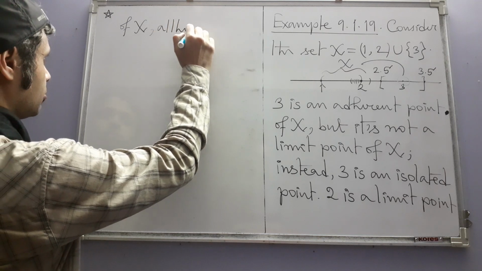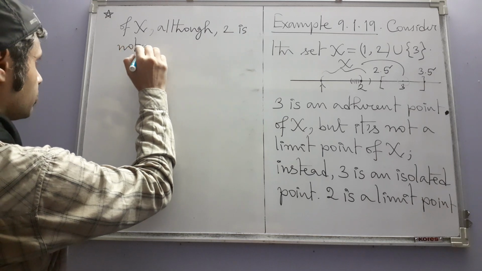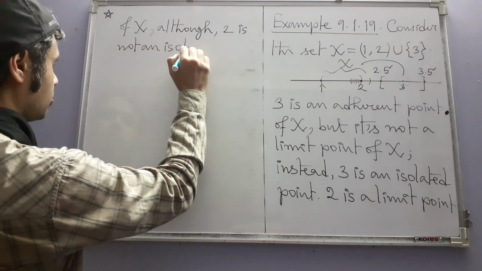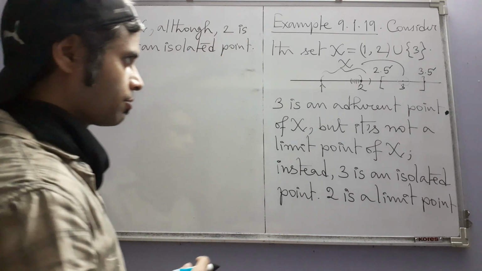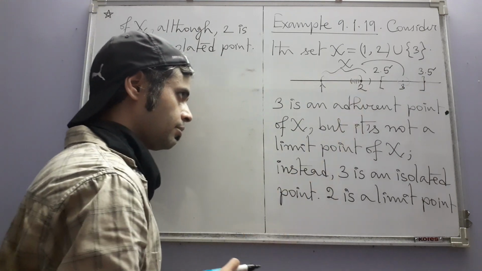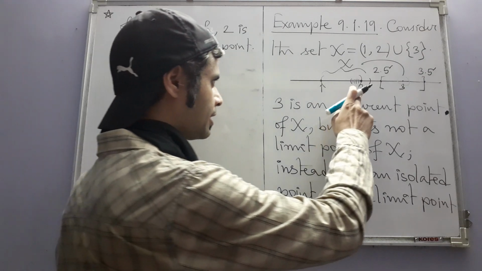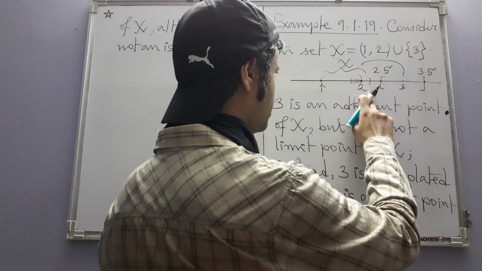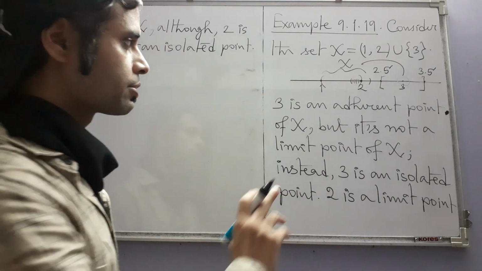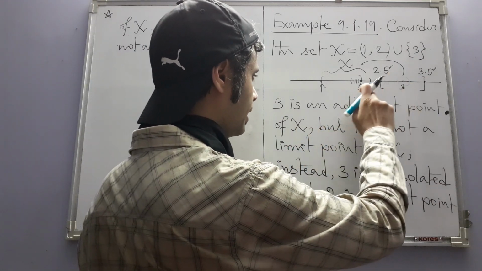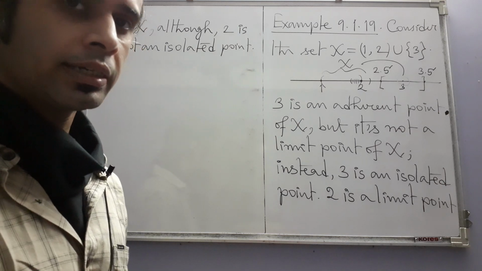Although 2 is not an isolated point, there is a kind of, I forgot the word. You can understand what I am trying to say. A point is either going to be a limit point or an isolated point, an adherent point of course of the set, because both 3 and 2 are adherent points, but in their own ways, and those ways are different.